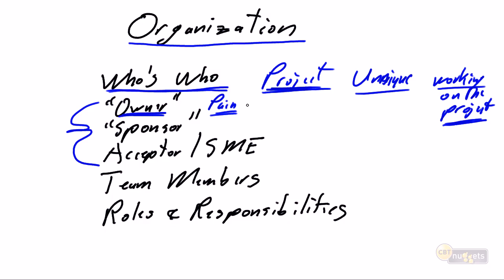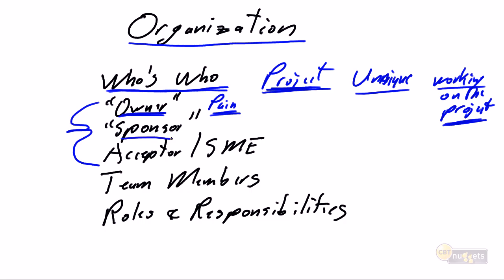Someone in the business has a business problem. They are the owner, and that's the pain. They have a problem. May not be a physical pain. Hopefully it's not a physical pain, but they have a business challenge. The owner is the person for whom this project is being done, to eliminate that business problem.